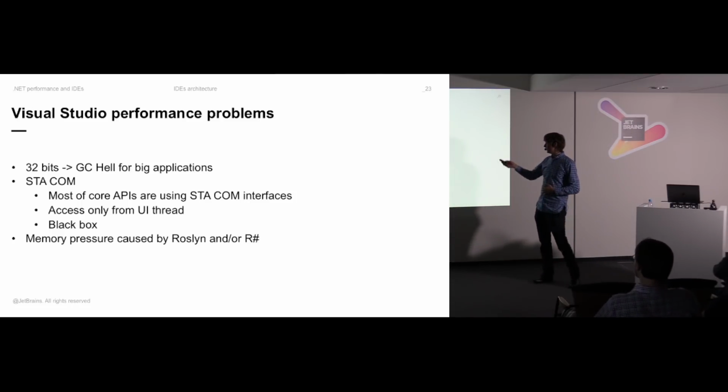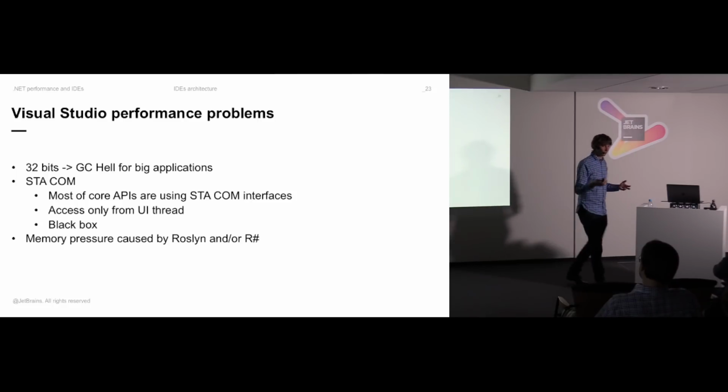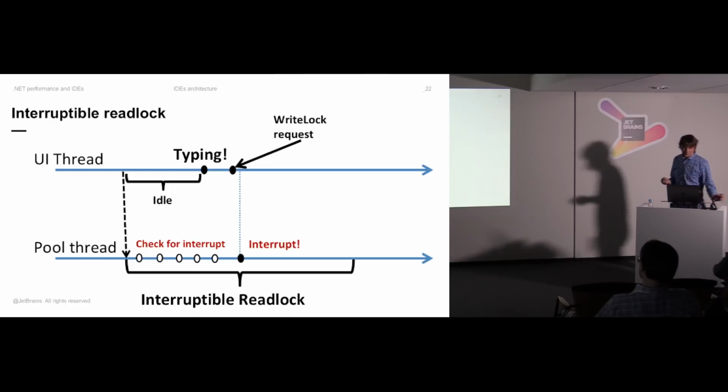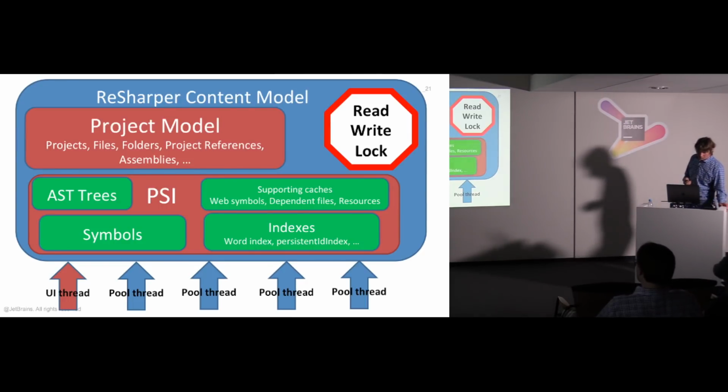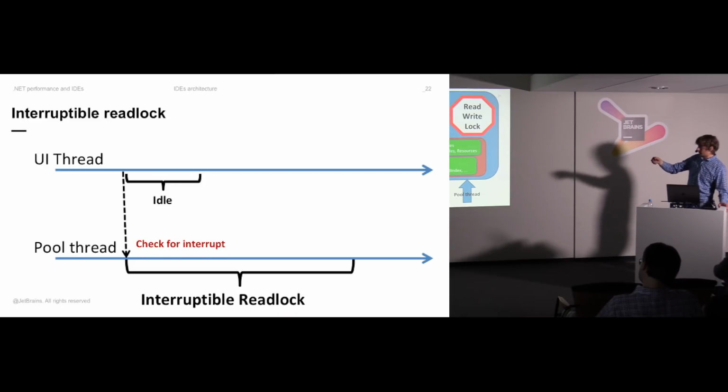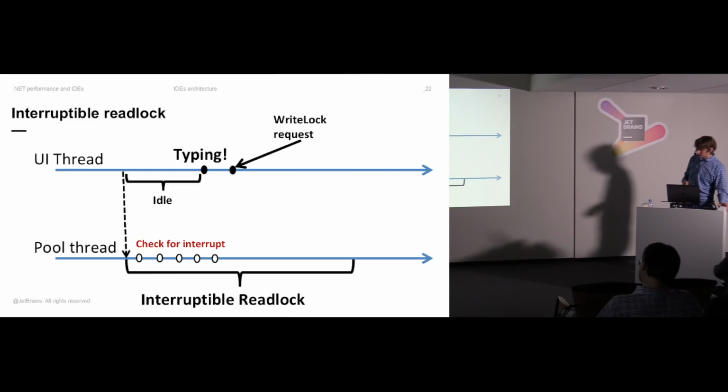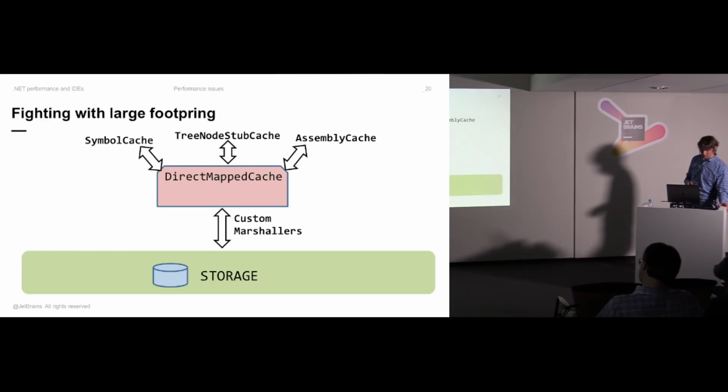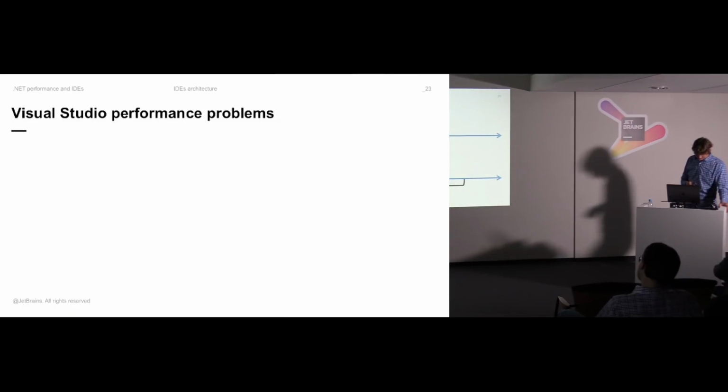Another problem with Visual Studio performance is memory pressure caused by Roslyn and ReSharper being installed, because of course ReSharper consumes a lot of memory. Again, because we have to hold all this content model in memory. And of course we're improving in this, and have improved a lot, with this technique moving a lot of these objects to the disk, but still.